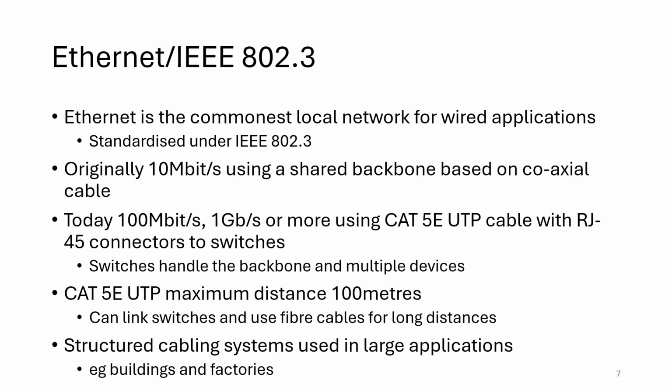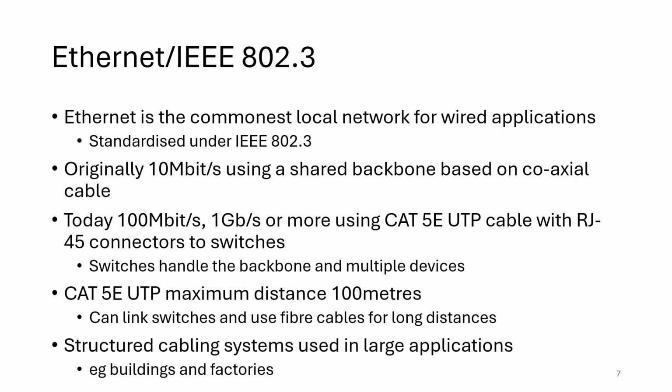And even in the Cat5 cable itself, there are multiple pairs. Typically there are 2 pairs for sending data and 2 pairs for receiving data, and that increases the bandwidth as well. Now there is a restriction. If you're using the standard Cat5e unshielded twisted pair or UTP cable, the maximum distance is 100 meters, but we can link switches or we can use fibre cables or other technology to achieve longer distances.